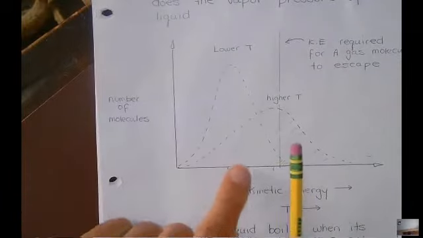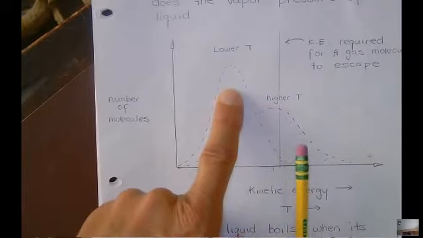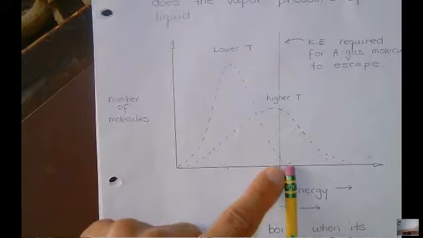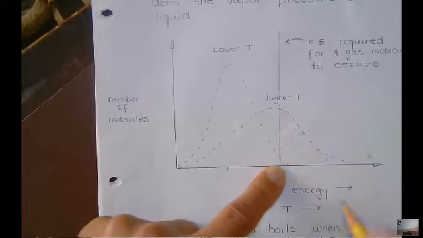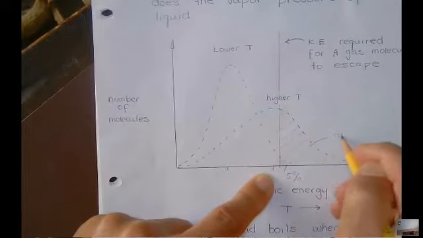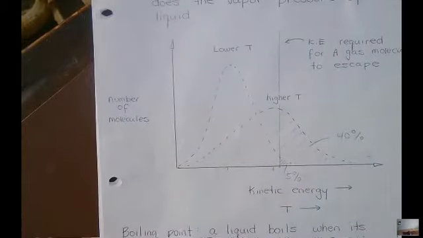The amount of evaporation here would be much higher than it would be at the lower temperature, which makes sense because now, instead of 10% of the molecules having enough kinetic energy to escape, wow, 40% of the molecules have enough. That's not even 10%. Let's say this is 5%, and this is 40%, right? So that's why you see much more evaporation in a hot liquid, because a higher percentage of the molecules have enough energy to escape. Okay?